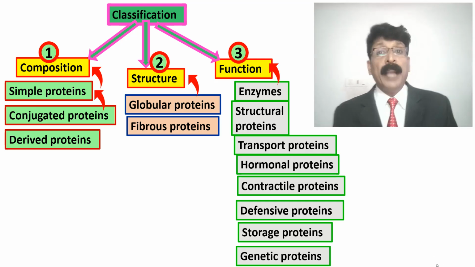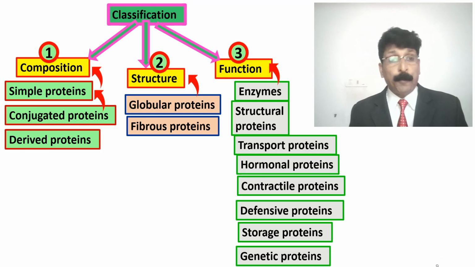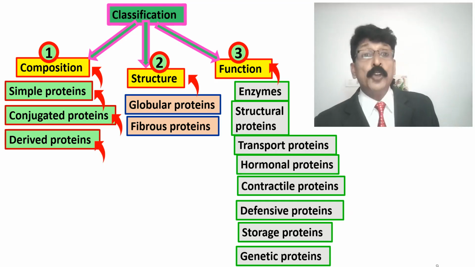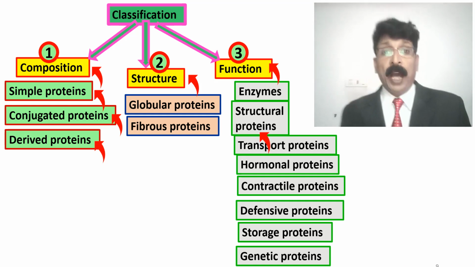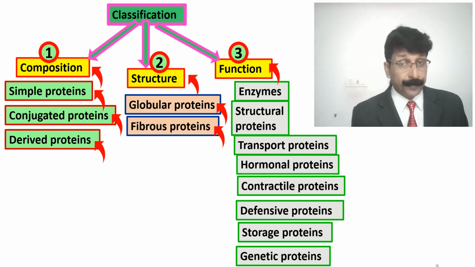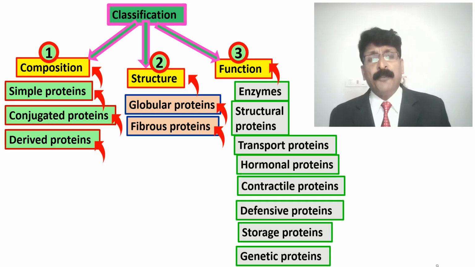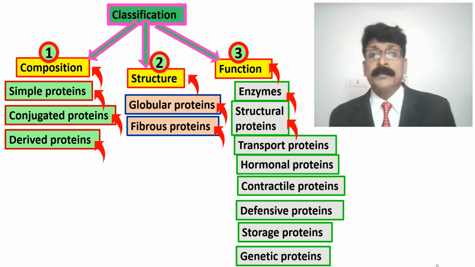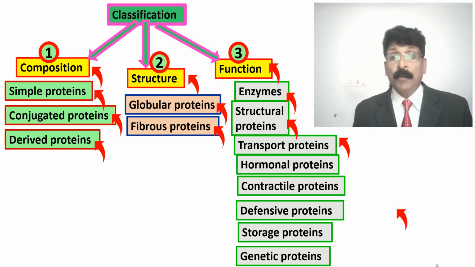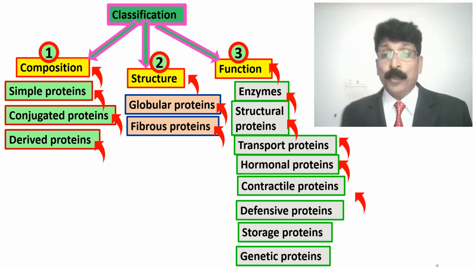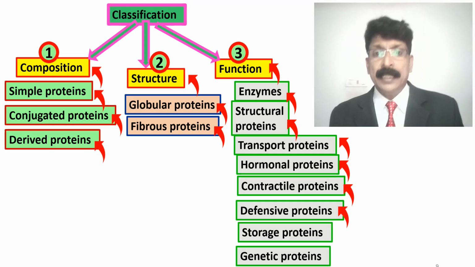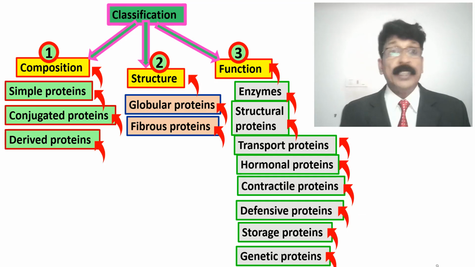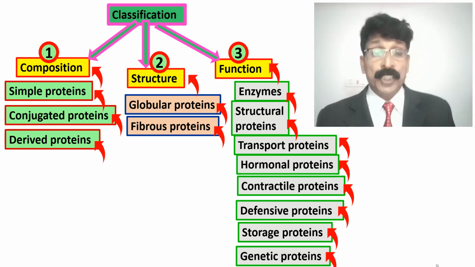In number one, composition: simple protein, conjugated protein, derived protein. And in number two, by structure: globular protein, fibrous protein. And in number three, by function: enzymes, structural proteins, transport proteins, hormonal proteins, contractile proteins, defensive proteins, storage proteins, genetic proteins. So this is very important for students to remember and write in this way.